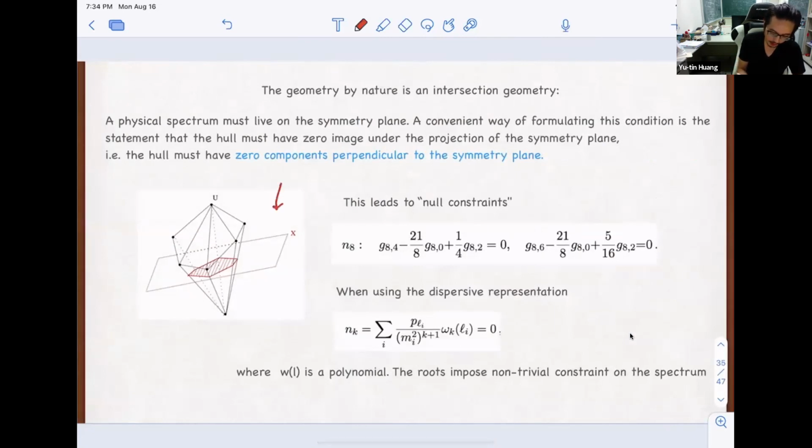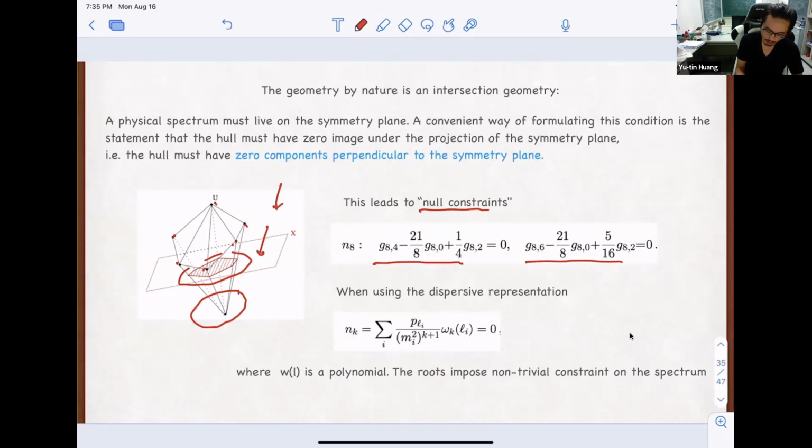You can actually already see it from this figure here, even though this is just for illustration purposes. You see that one of the reasons that you have a small space here is because most of the vertices actually lie on one side of the symmetry plane, or there's only a small number of vertices on the other side of the plane. So to see what's going on, by requiring that your theory lives on the symmetry plane, this is often phrased as the null constraints, which is basically writing down the constraints associated with crossing symmetry. And then you just plug in the dispersion relation in here. Then you have this equation where you have a polynomial, which depends on the spin, multiplied by the spectral functions. And this has to be zero.